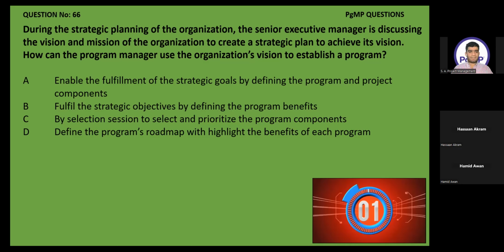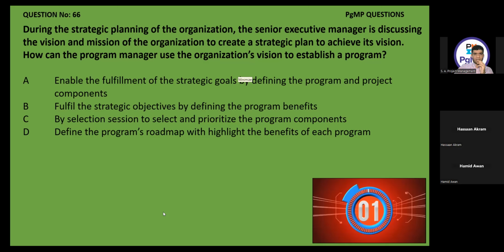A, enable the fulfillment of the strategic goal by defining the program and project components. B, fulfill the strategic objectives by defining the program benefits. C, the selection criteria, selection session by selection session to select and prioritize the program components. D, define the program's roadmap with highlight of the benefit of each program.